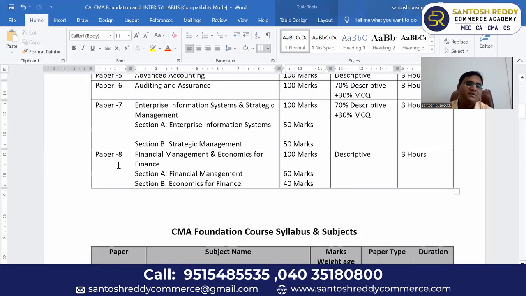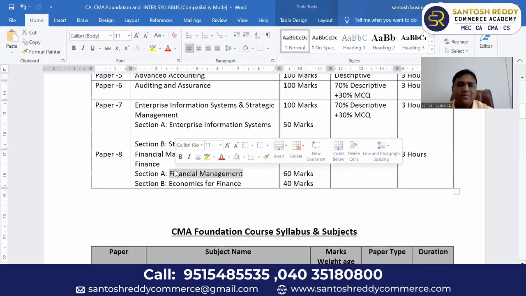Another important subject, which you also have in the BCom, is financial management and economics for finance. So paper 8 is divided into two parts. Part A, financial management, 60 marks. Part B, economics for finance, 40 marks. Financial management means what you already studied in the BCom, like capital markets, working capital, ratios, capital budgeting. All of you know these papers.